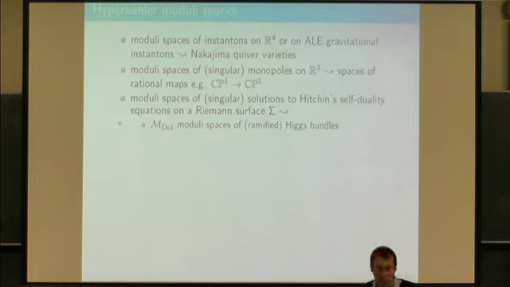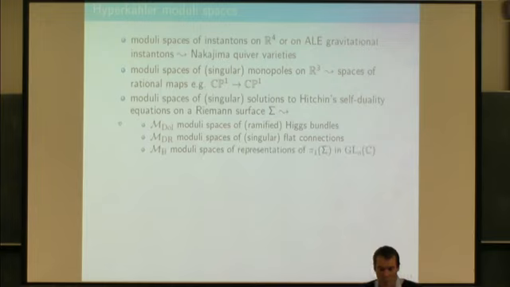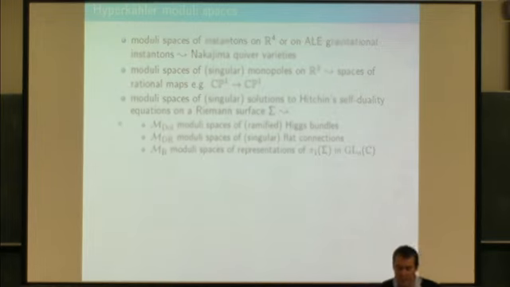moduli space. So the first, of course, is the moduli space of Higgs bundles. We will be looking at all kinds of ramifications later, so ramified Higgs bundles. There will be a corresponding moduli space of singular flat connections. These all, of course, live on a Riemann surface sigma. And finally, the representation variety of the fundamental group of the Riemann surface into groups like GL_n(C). So these are the three reincarnations of the same space.